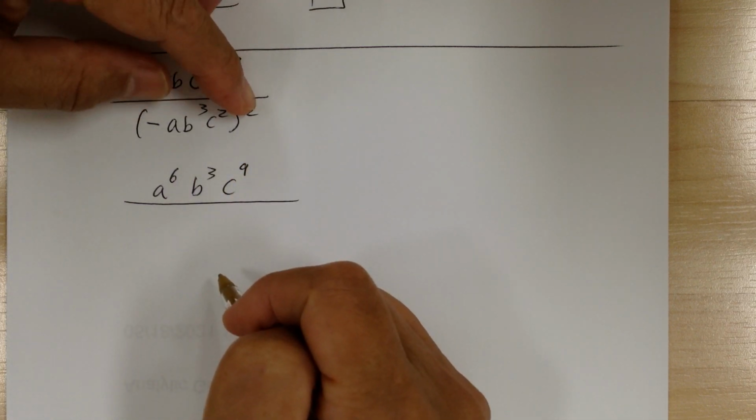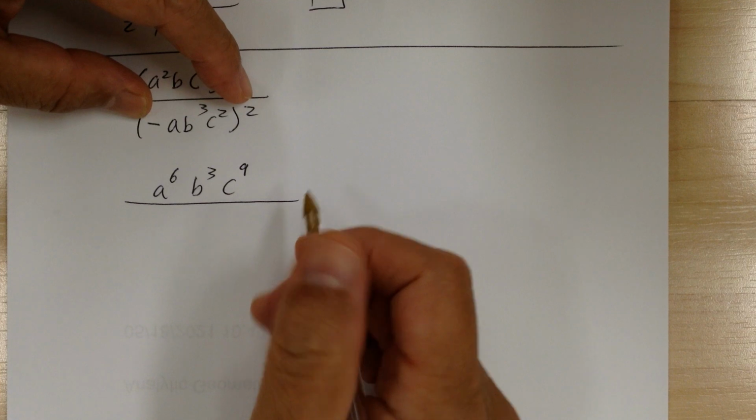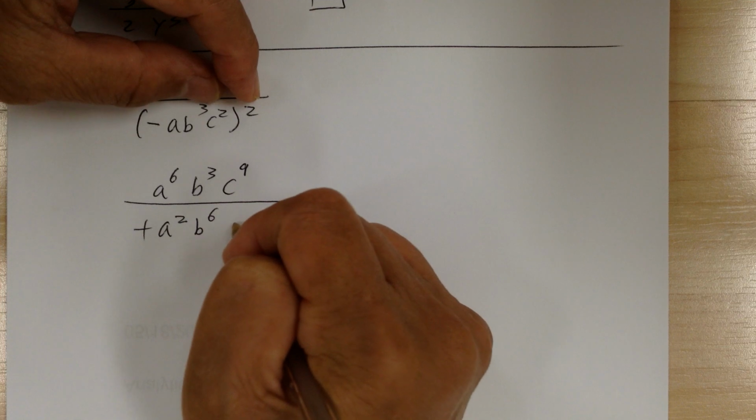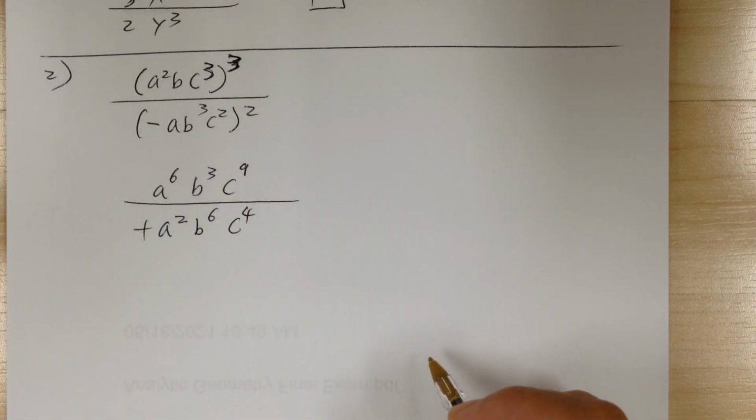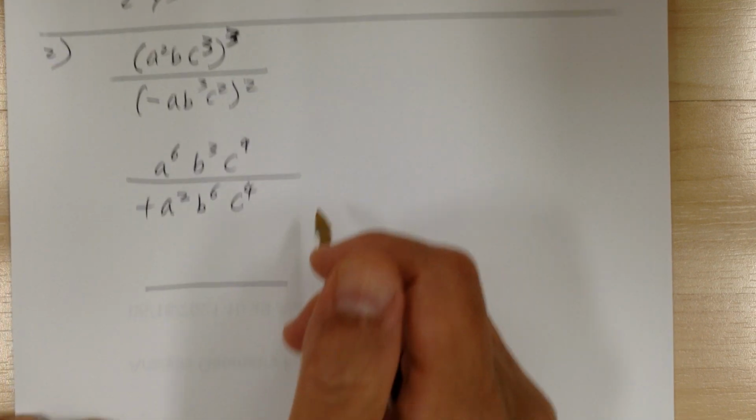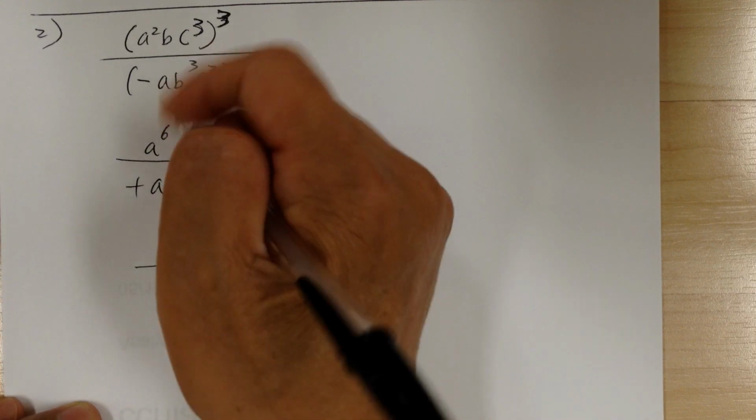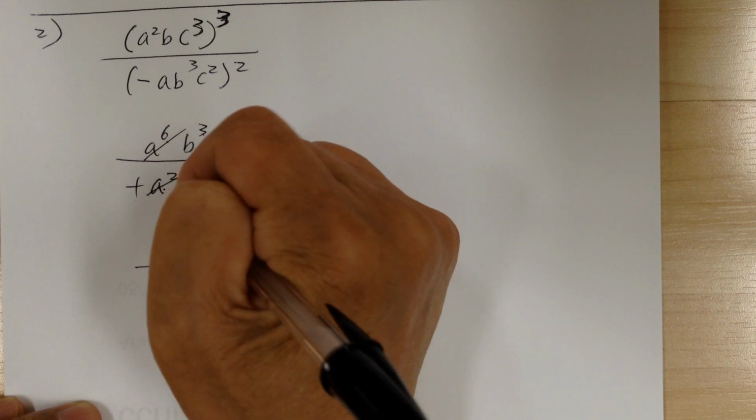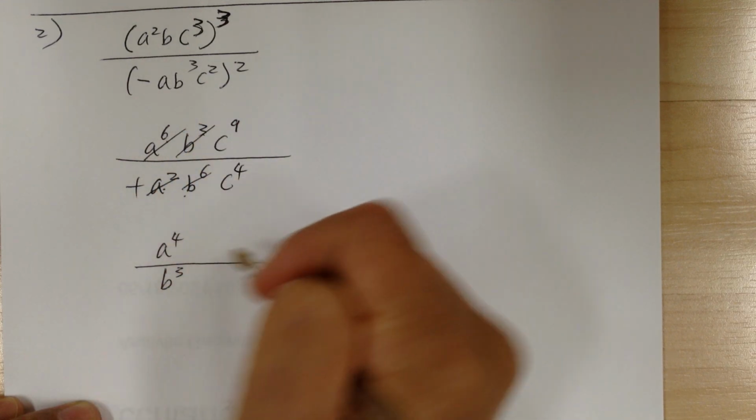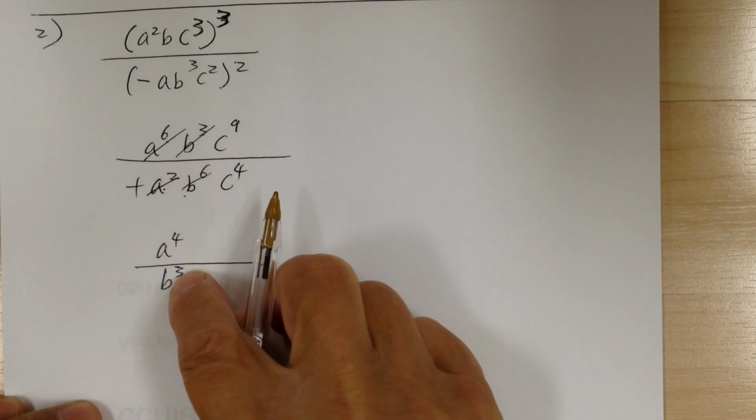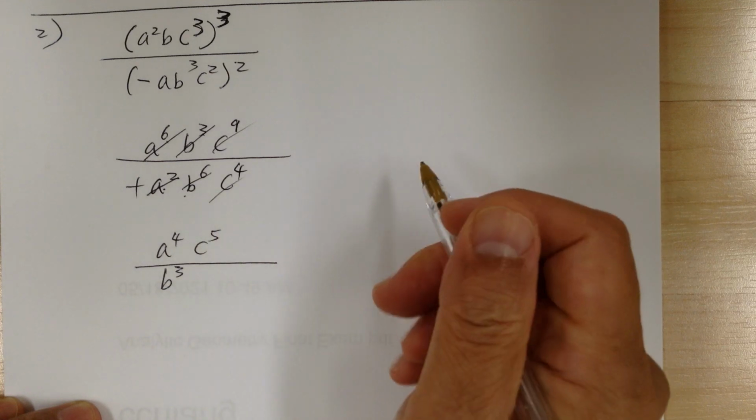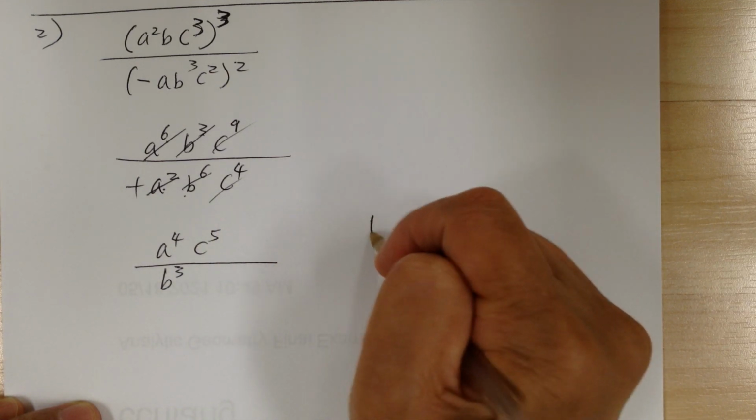Now on the bottom, again, you have to distribute to each one. So negative squared would become positive, and this would be a squared. This would be b to the 6. This would be c to the 4. Okay. So after you apply the power rule, then you can go and cancel things out. So a⁶ over a², when you cancel, you get a⁴ on the top. b³ and b⁶, when you cancel out, you get b³ on the bottom, right? Because 6 minus 3 gives you 3. c⁹ over c⁴, when you cancel out, you're going to get c⁵ on the top. And if you look for the answer, this would be answer D.